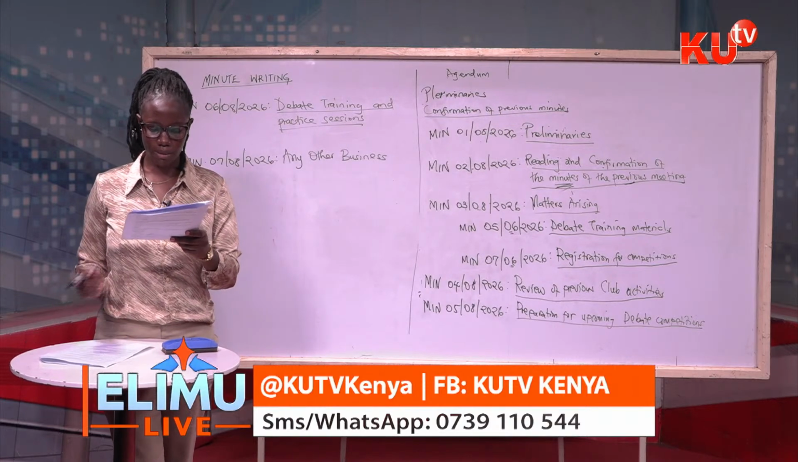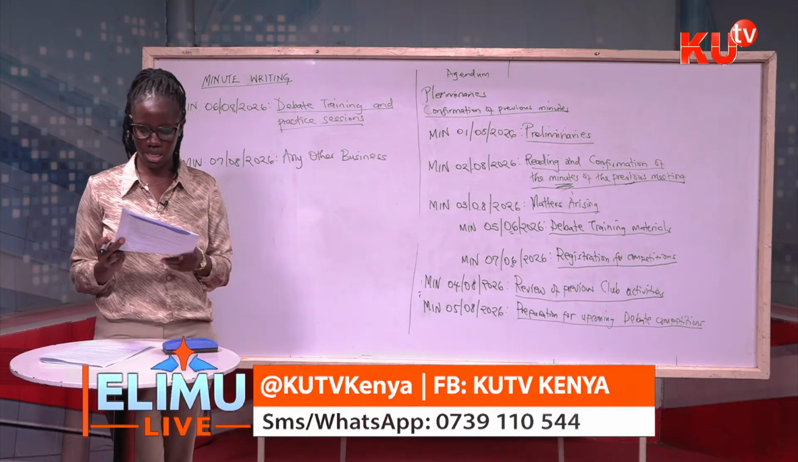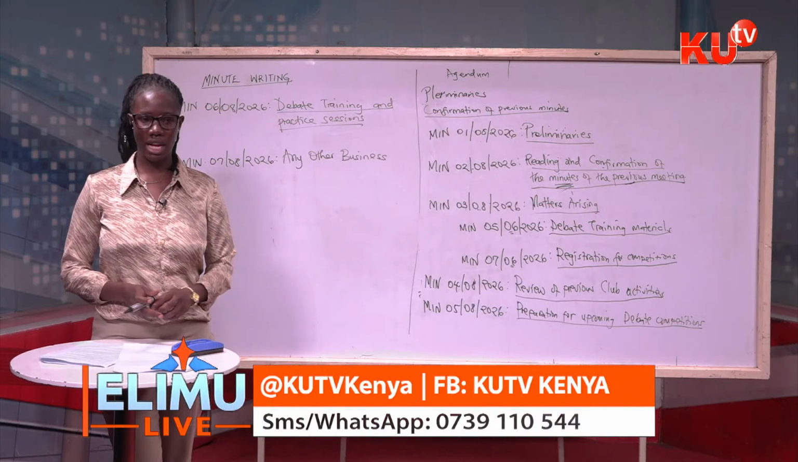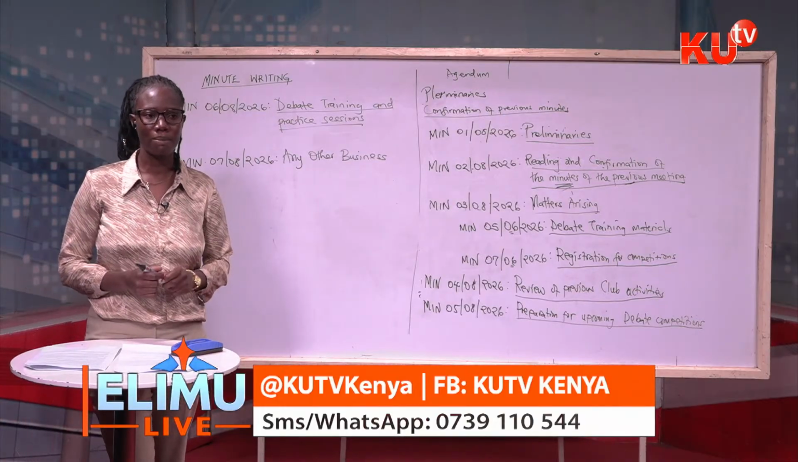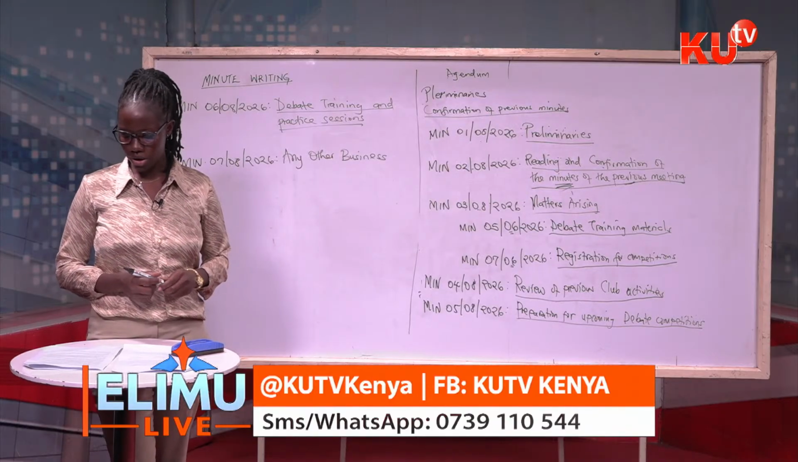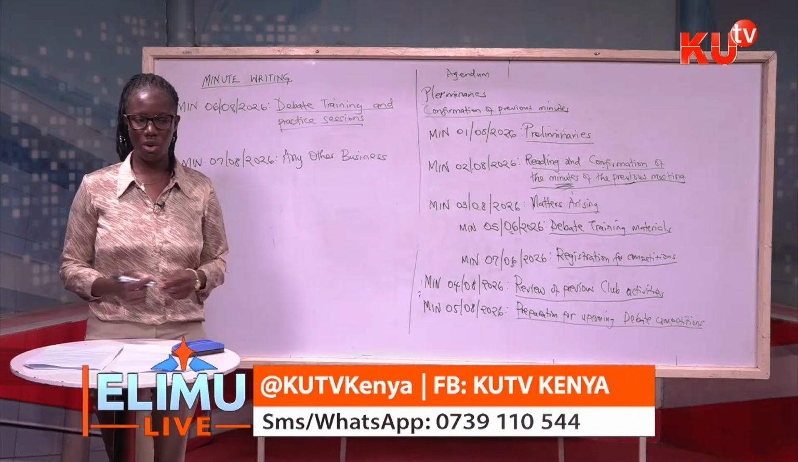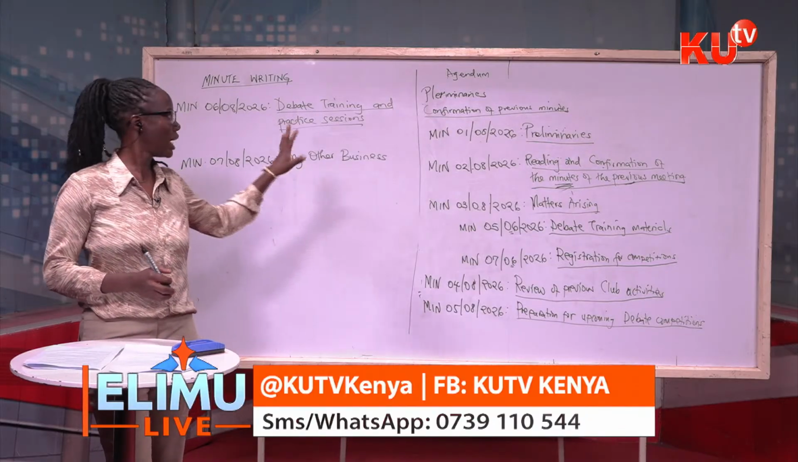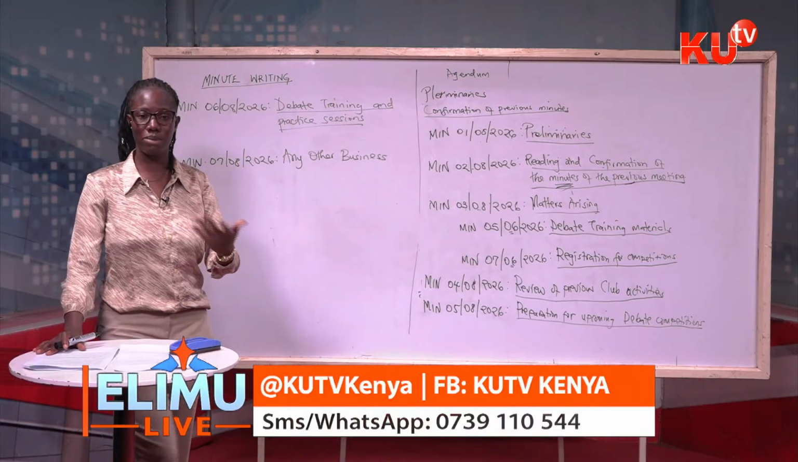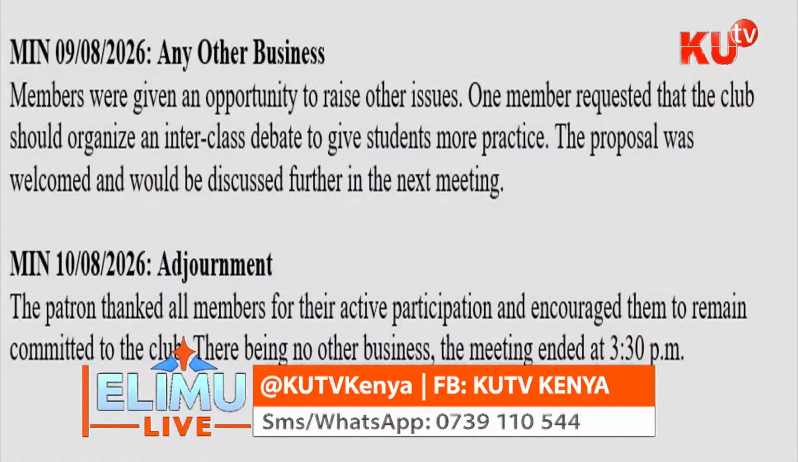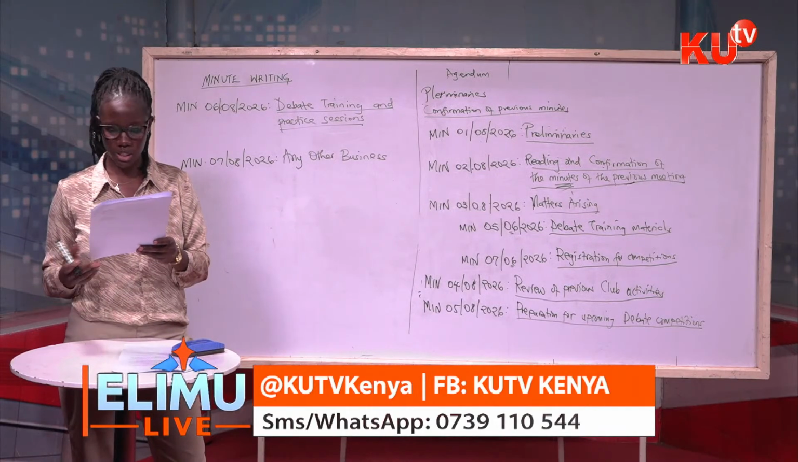So this is where members raise important matters that maybe were not included in the original agenda. Let's assume a member raised a concern about the discipline of other club members, or maybe the selection of the debate team. Under A or B, remember it was not captured under the agenda, but a member just raised a concern about maybe the discipline or the participation of other members. So here, under any other business, the secretary can note that members were given an opportunity to raise other issues.